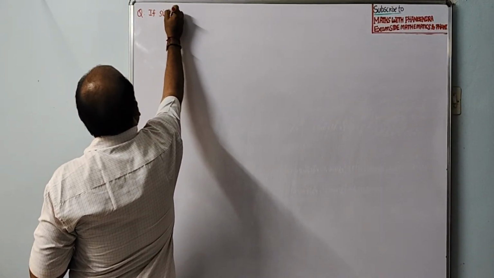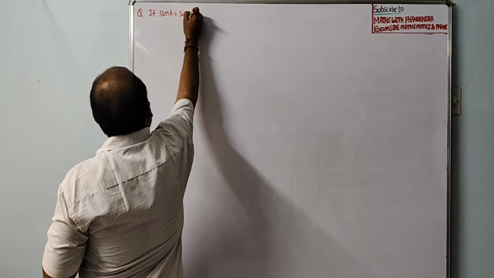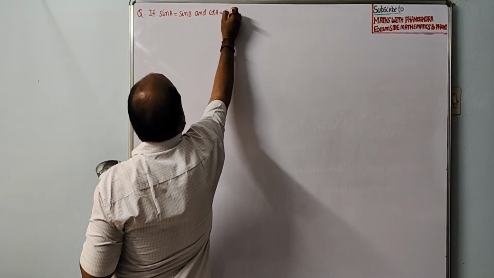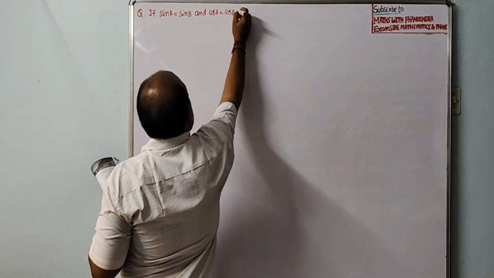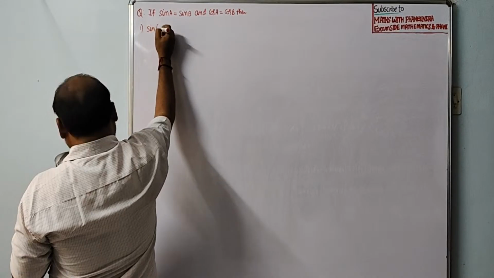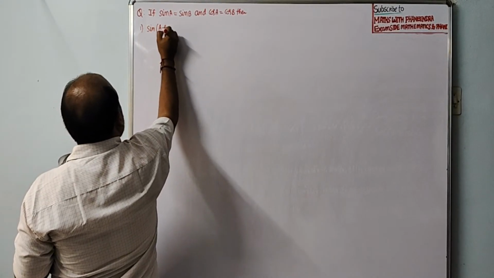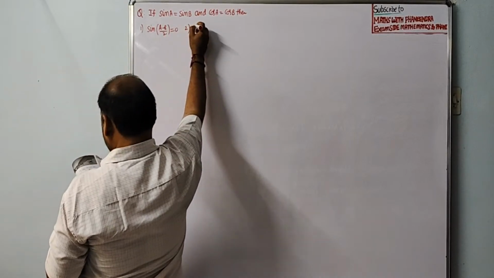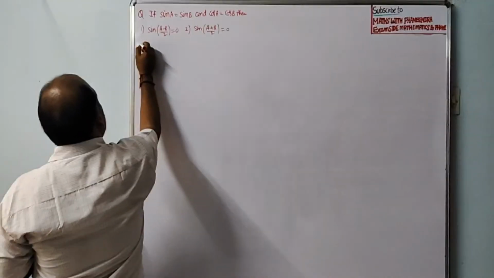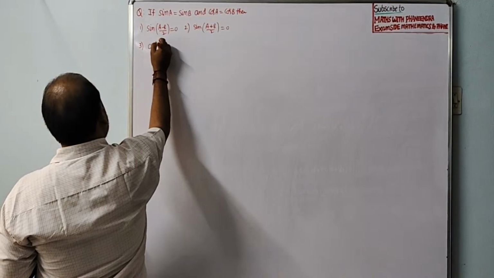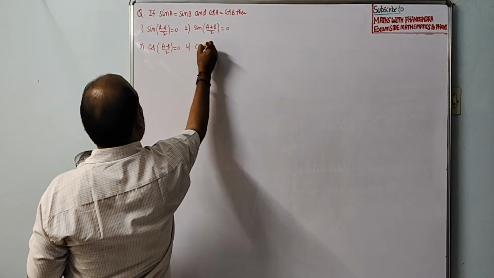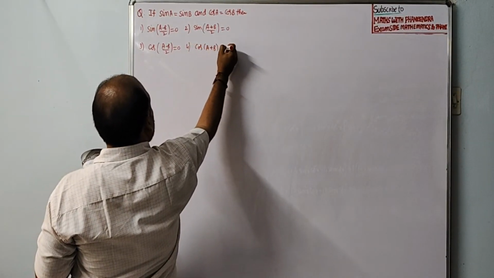If sin A equal to sin B and cos A equal to cos B, then first option, sin of (A minus B) by 2 equal to 0. Second option, sin of (A plus B) by 2 equal to 0. Third option, cos of (A minus B) by 2 is equal to 0. Fourth option, cos of (A plus B) is equal to 0.